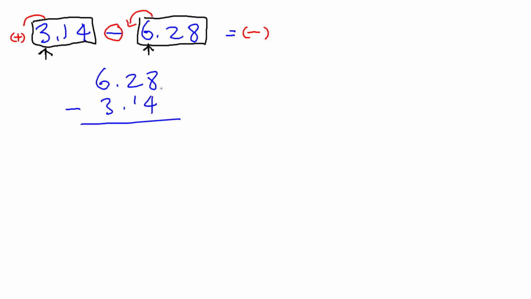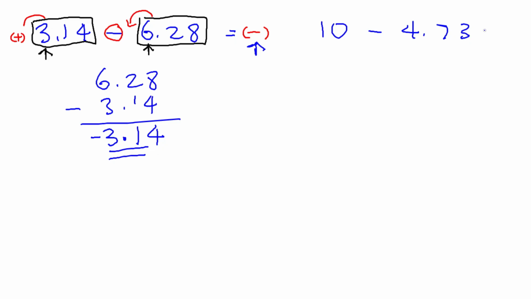Now we can subtract. 8 minus 4 will be 4. 2 minus 1 will be 1. Decimal point, 6 minus 3 will be 3. But remember, your sign is negative, so our final answer is negative 3.14.